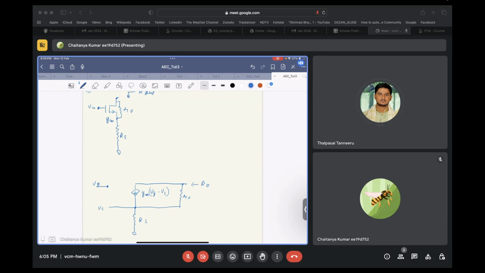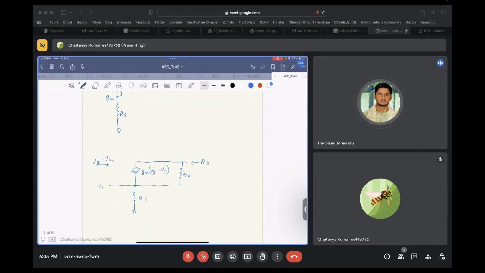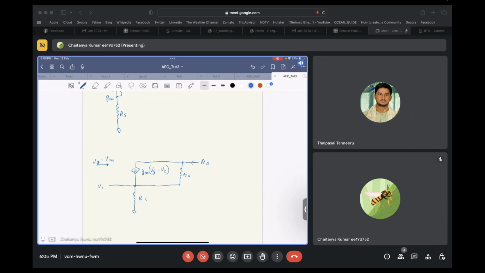So for finding the output, where is the input? VG, sir. To find Rout we can apply a test voltage at the drain terminal. Based on that we can find it. So let's call this VT. And what will we do with Vin? Short circuit, sir. Short circuit, de-energize. Okay.